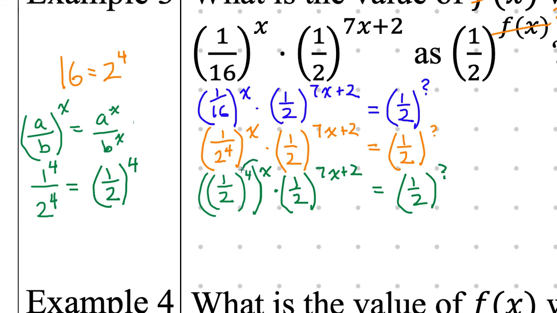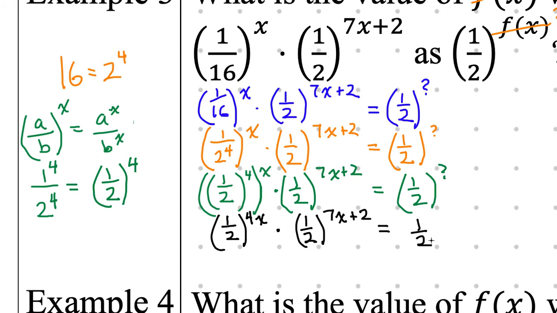When I take a power to a power right here, that means I'm multiplying the power. And that means I have 1/2, all of this to the power of 4x. And that's going to be times 1/2 to the power of 7x plus 2. And that's going to be equal to 1/2 still to the power of question mark. Okay, I finally achieved my goal.